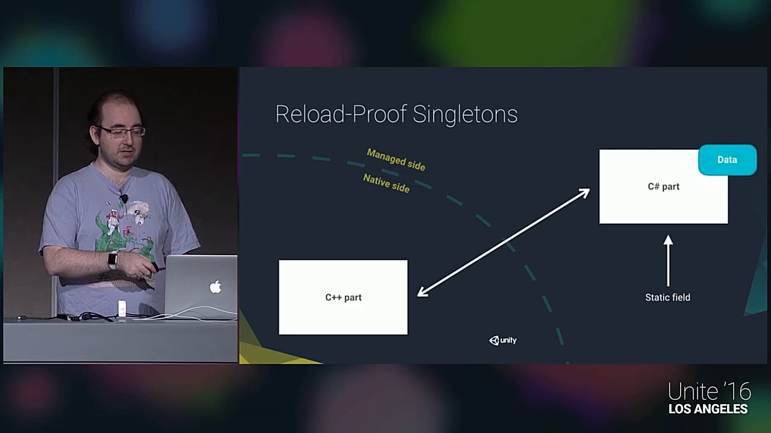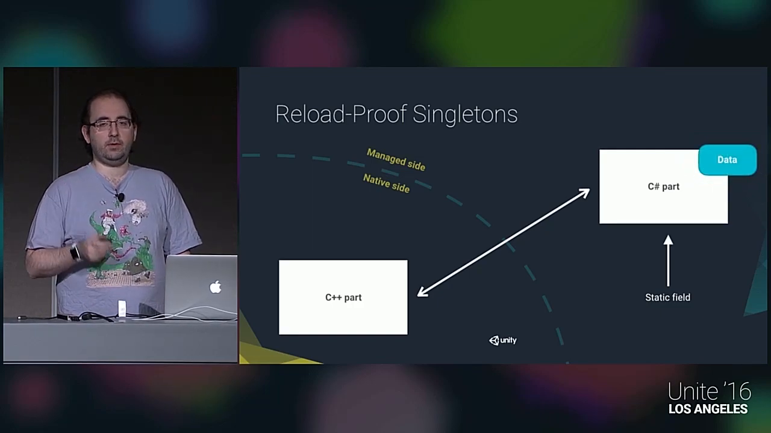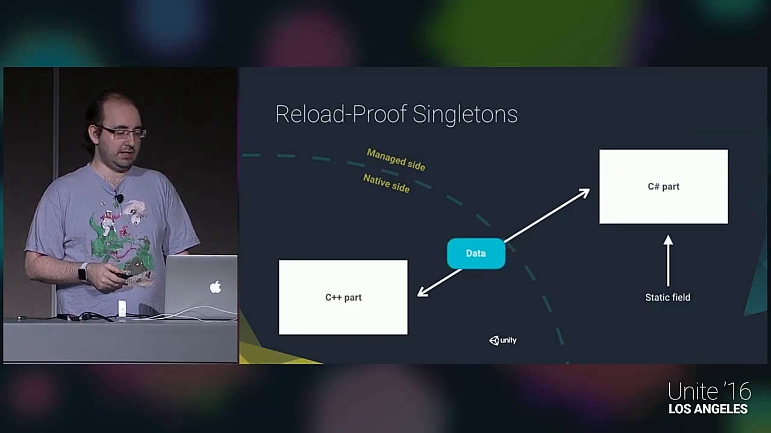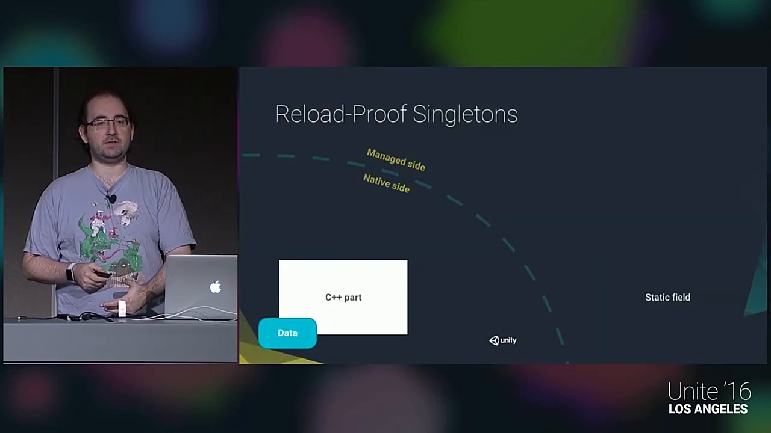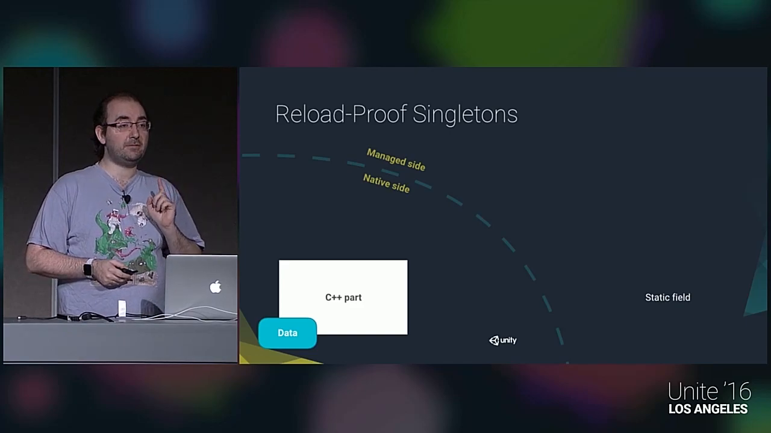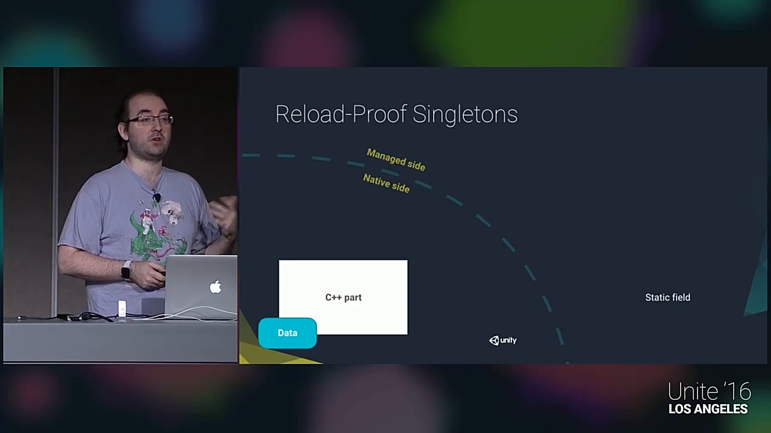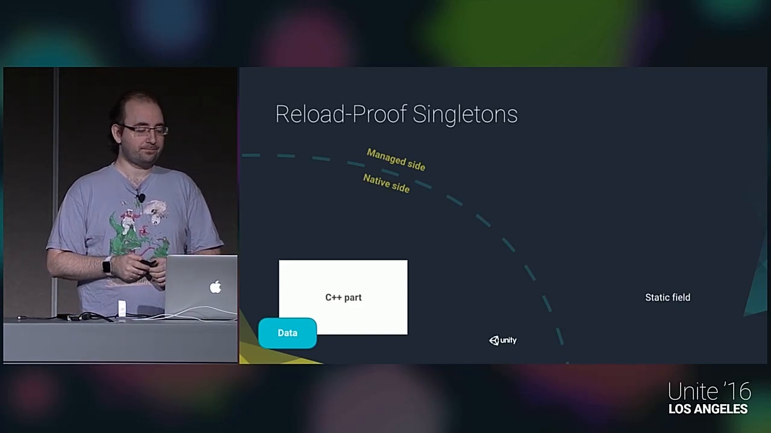So we've got some data that's on there. Now, when it comes to domain reload, the data gets serialized through, and then domain reload happens. All the managed stuff is gone. The data is still safe on the C++ side, because this is a scriptable object, it's being serialized.